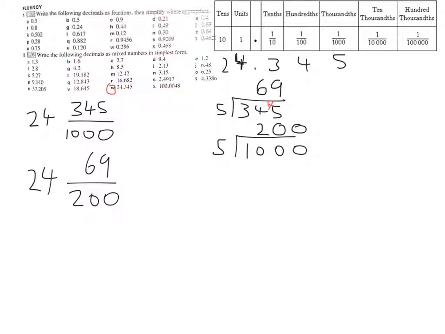So the answer you should have got for this question should be 69 over 200. Sorry, 24 and 69 over 200. So as you can see, it's pretty easy. The main thing is to remember that the last decimal, whatever place value it's in, in this case the thousandths, that whole number, those whole decimals go over the 1,000. If you remember that, then again, these types of questions should be pretty basic.